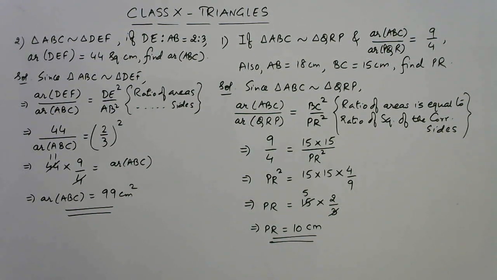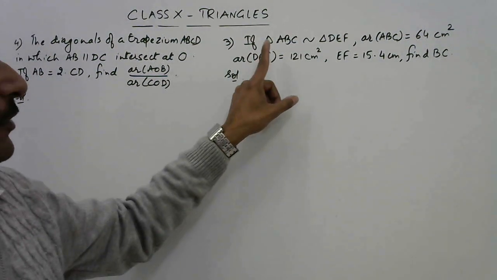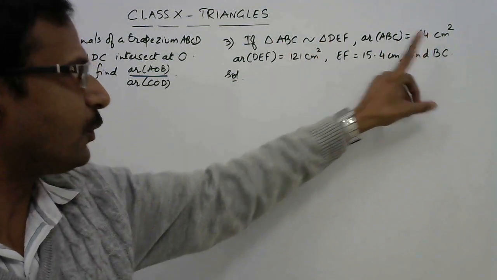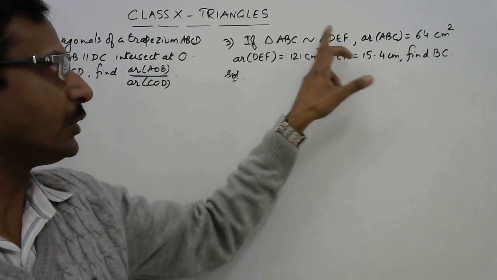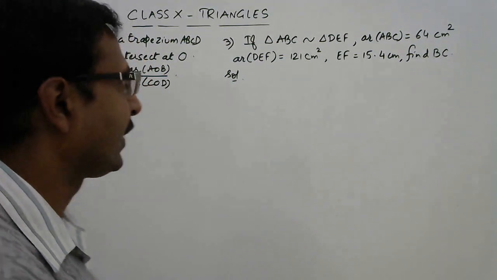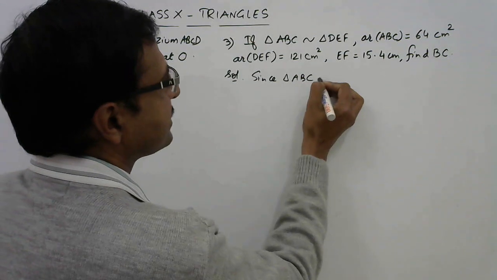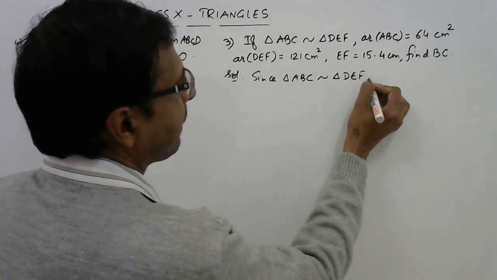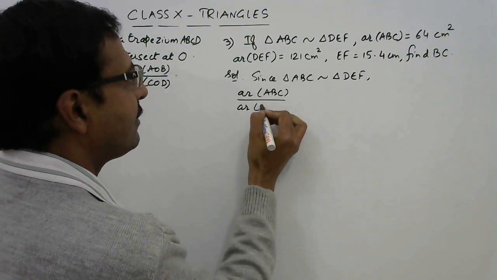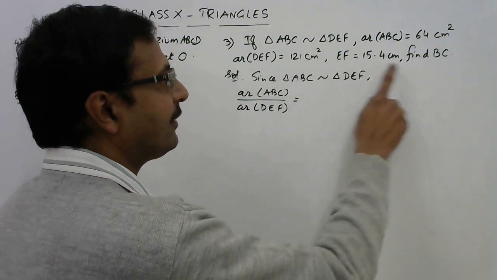So let's see some more questions based on this theorem. In this third question now, we are again given that area of triangle ABC is 64 and area of triangle DEF is 121, and both the triangles are similar. So again, very obvious that you have to use the same result. Let us use the same result. Since triangle ABC is similar to triangle DEF, therefore area of ABC upon area of DEF will be equal to, now which two sides are to be equated? We are given EF and we have to find BC.